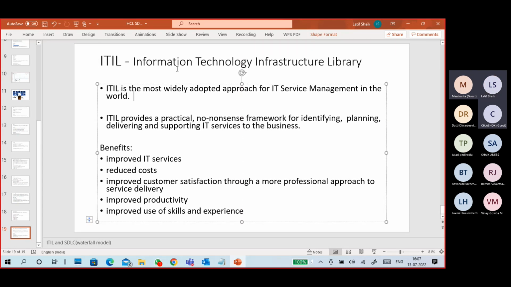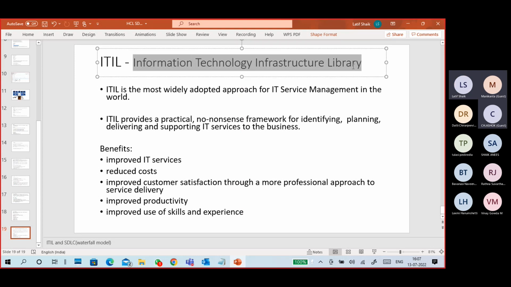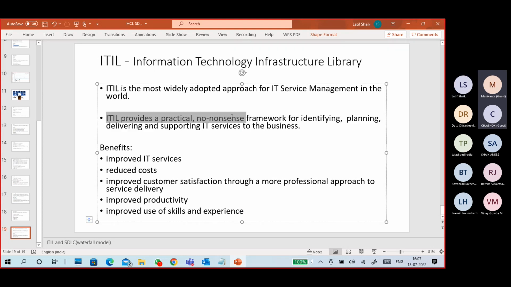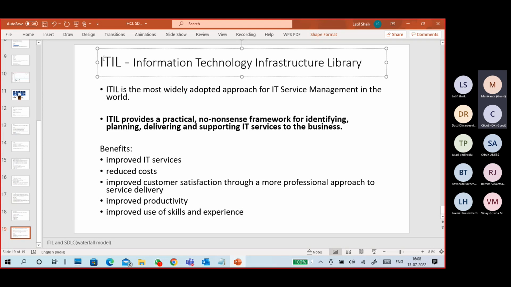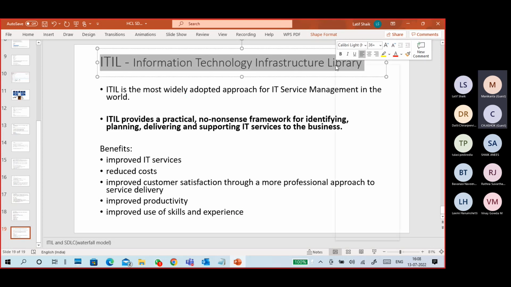So what is ITIL? Information Technology Infrastructure Library. ITIL provides a practical, no-nonsense framework for identifying, planning, delivering, and supporting IT services to the business. These are the only two points I'm telling. And benefits of ITIL.